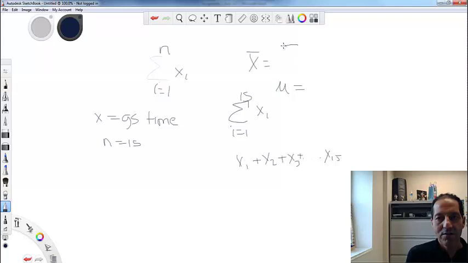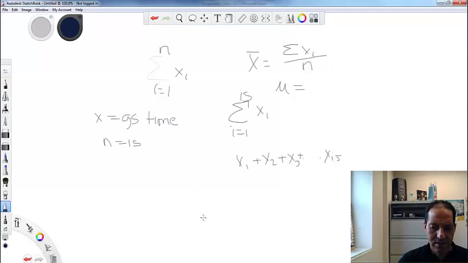So we're just going to summate all the different values, like we did. I'm going to avoid writing this stuff down here because it's cumbersome. So summate all the x sub i's, and we're going to divide that by the sample size. And that's your standard definition of the average.